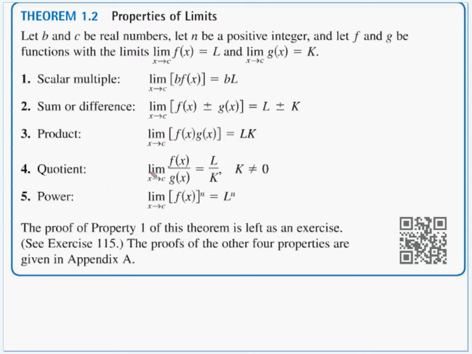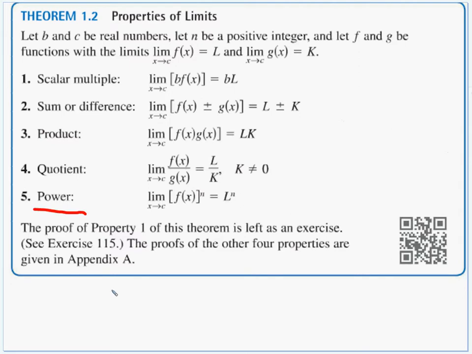It also works for quotients. We're approaching c again, f of x over g of x. Well, the limit of the numerator, f of x, is that number L. The limit of the denominator, g of x, is k. So that's just L divided by k. As long as k is not 0, everything's good.